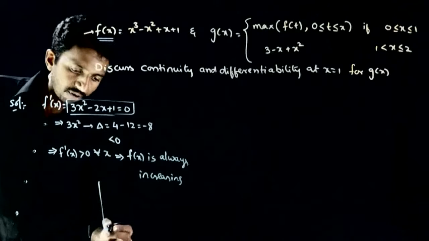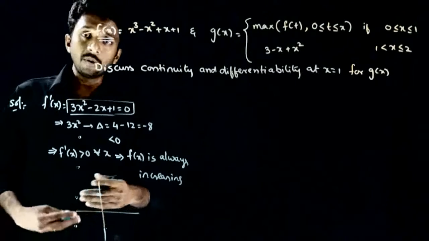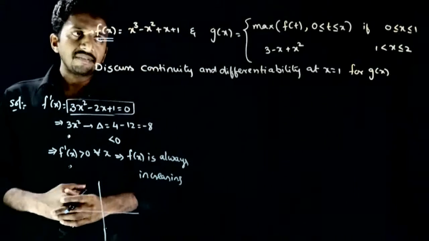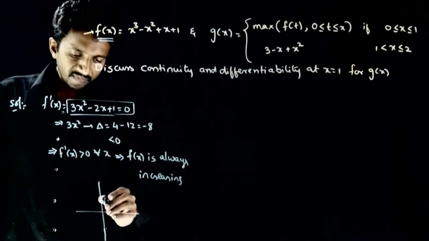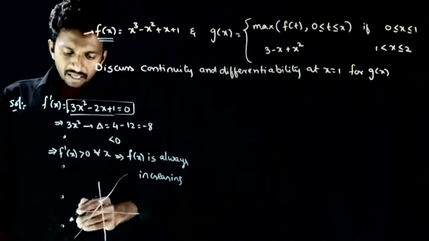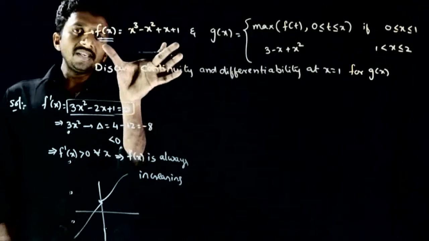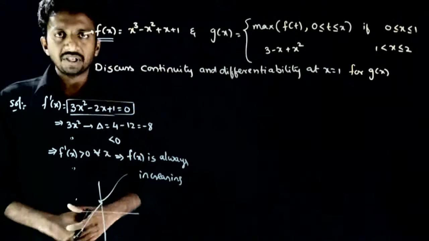So अगर इसका ग्राफ ड्रॉ किया तो it's an always increasing function. So there are no maximas and minimas. So इसका ग्राफ कैसे होगा? x equal to 0 पे 1 है, इसके बाद ऐसे इंक्रीज होते रहेगा, नीचे भी इंक्रीज होते रहेगा. ठीक है. It's always an increasing function. ठीक है. So this is our analysis of the function f of x.